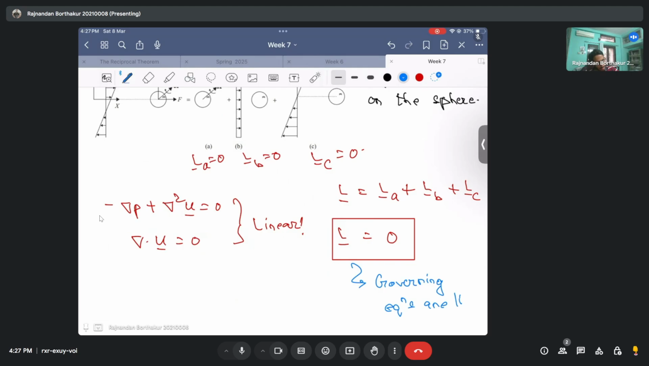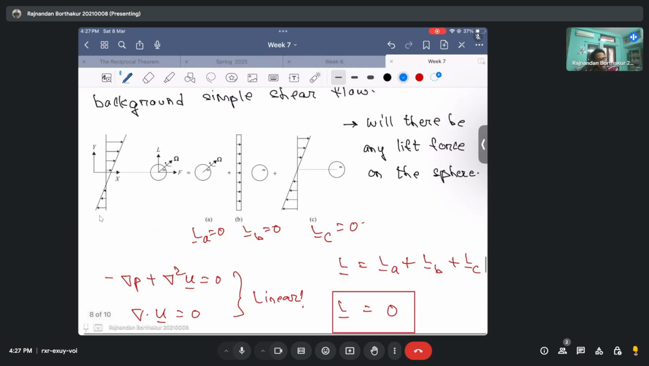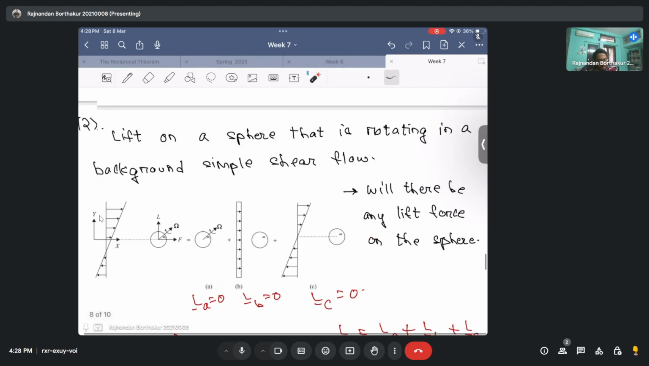Since my governing equations are linear, I decompose this problem into simpler problems, and I argue that the lift forces of all the decomposed problems are 0. And since the individual problems don't have any lift forces, I can add the lift forces together because the governing equations are linear, and then the total lift force is just 0, which means that the lift force on a rotating sphere in an off-centered shear flow is 0 in the limit of creeping flows.